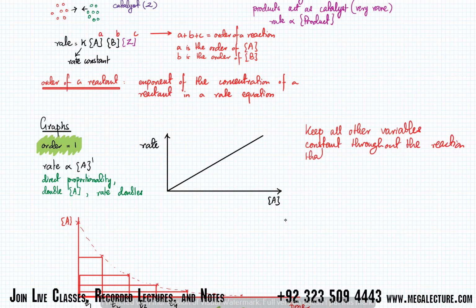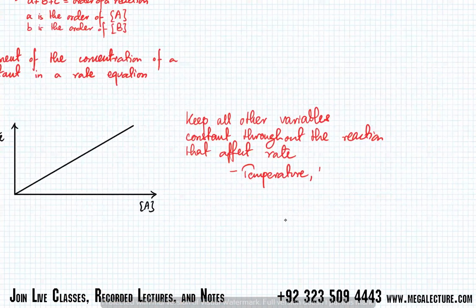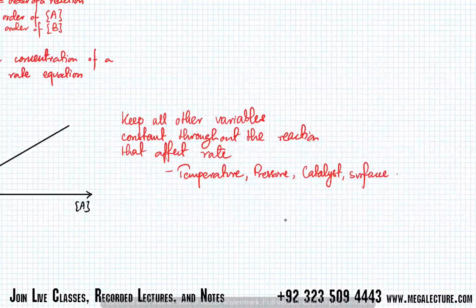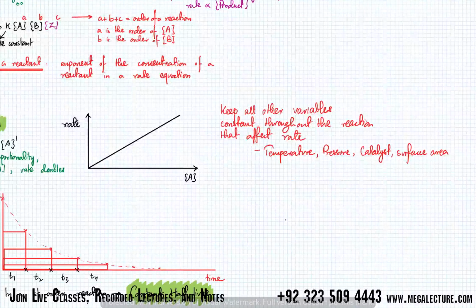That affect rate. Now these variables could be temperature. You have to keep temperature constant because that's going to affect the rate. Temperature, and as much as we have studied, temperature, you got pressure, you got the type of catalyst that you're using, surface area of the particles. If it's a solid, you have to take the same size particles, right? So you have to keep all these variables constant.